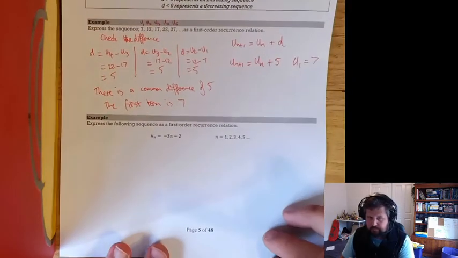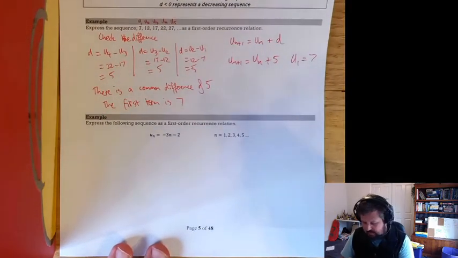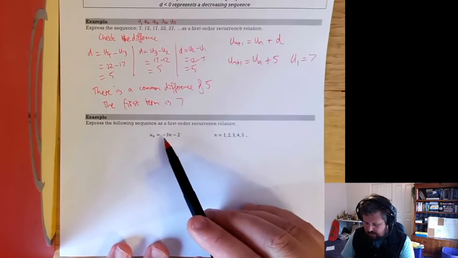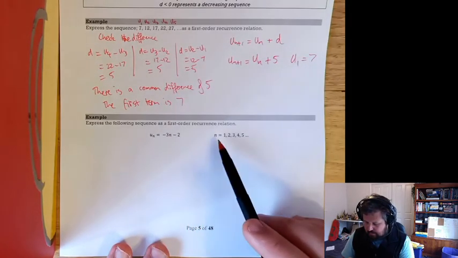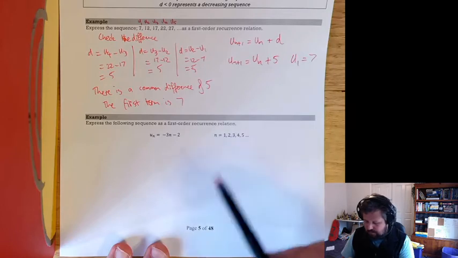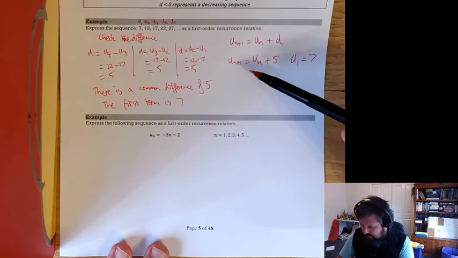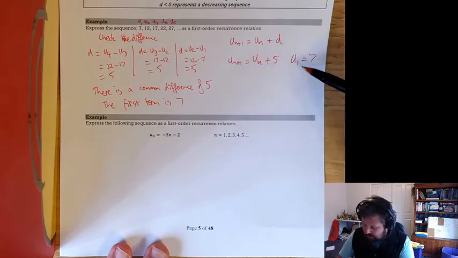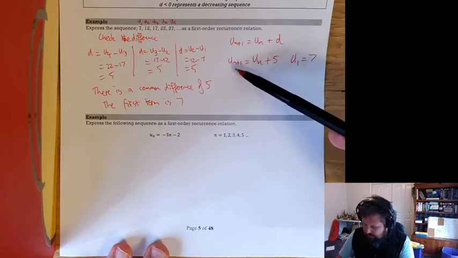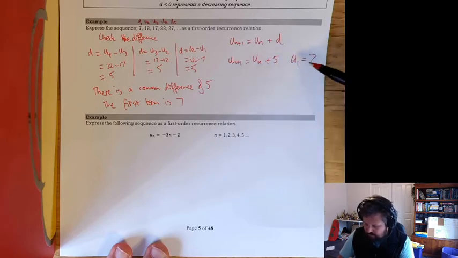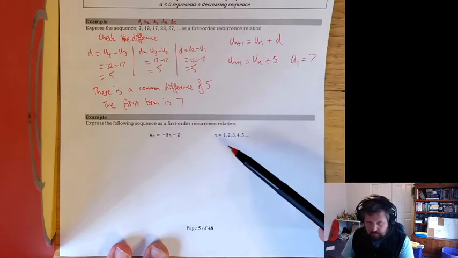Okay, cool. It says here, express the following sequence as a first order recursion relationship. You've got u(n) equals -3n take away 2, and we've got n equals 1, 2, 3, 4, 5. Hopefully you've realized it's not actually in this particular format that we've done before. This is a first order recursion relationship where it's specifying obviously the next value in terms of the current value. It's actually saying what the starting value is as well. At the moment, this isn't a first order recursion relationship, so we need to change it into that.